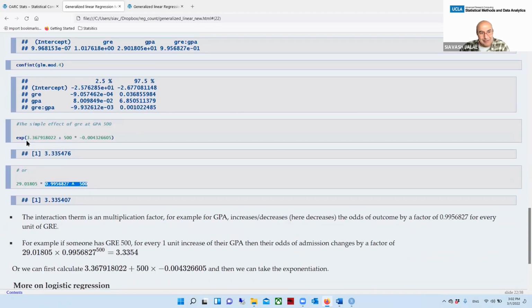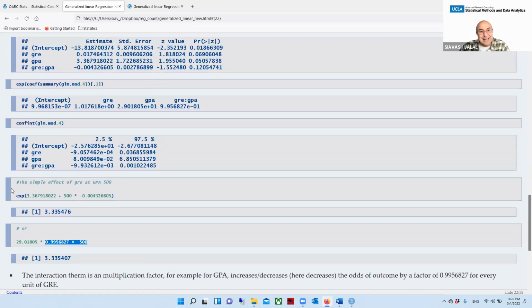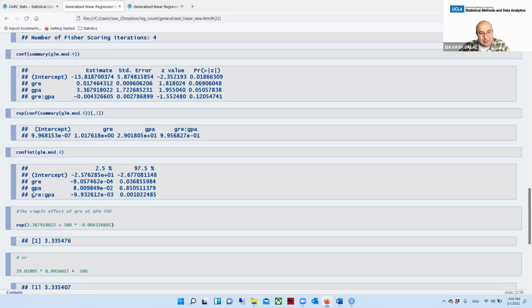Basically, the simple effect is the effect of GPA. Is that for GPA? Yes. It is the effect of a one unit increase of GPA on the outcome for somebody with a GRE score of 500.